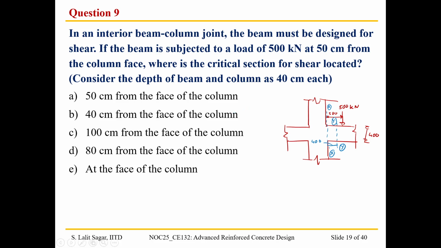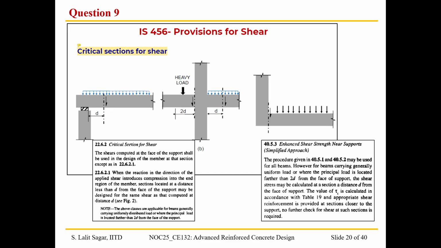So the correct answer for this particular question is option E. We need to consider the section at the face of the column. This question has been adopted from the lecture slides, and here are the corresponding IS code provisions also. If there is a heavy load acting within a distance of 2d from the face of the column, then this dashed line corresponds to the critical section.